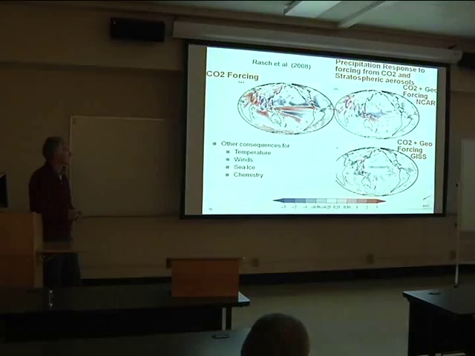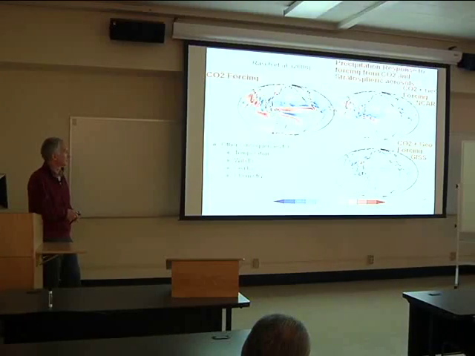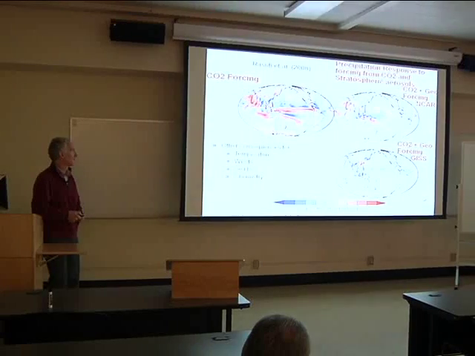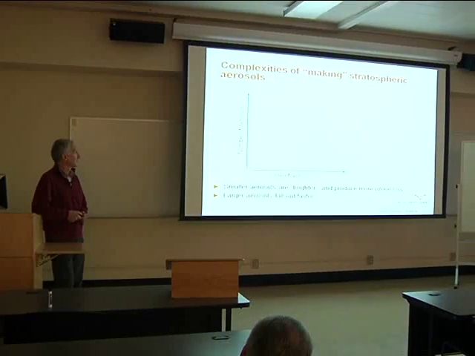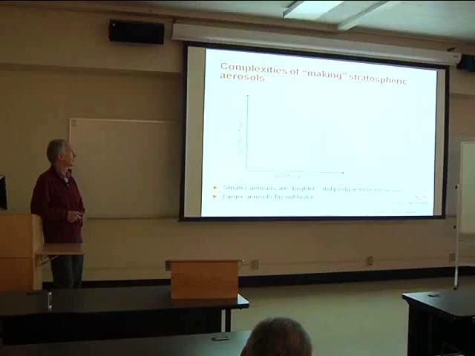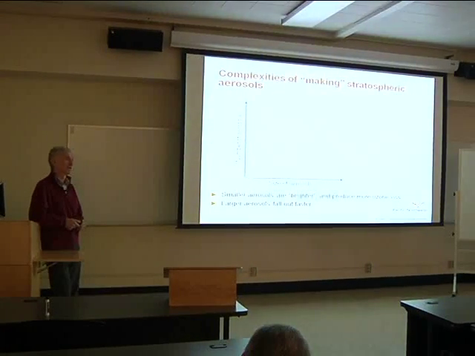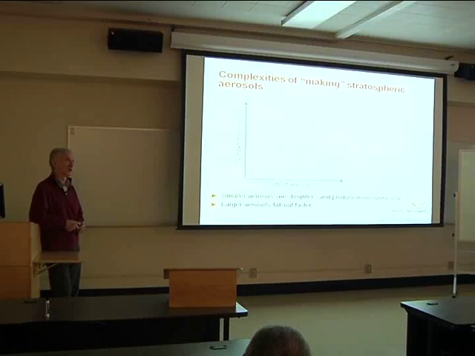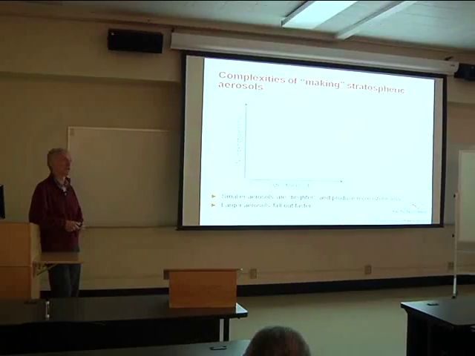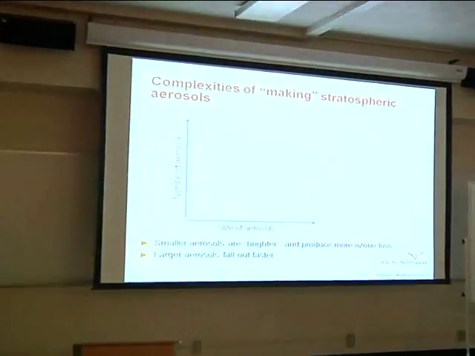There are other consequences to the temperature field and winds and sea ice and the chemistry of the atmosphere. And I'll talk to you briefly about some of those now. I'm going to now take a side here and tell you a little bit about how complicated it can be to predict what kind of particles form in the atmosphere and how they might form if we were to introduce geoengineering aerosols.